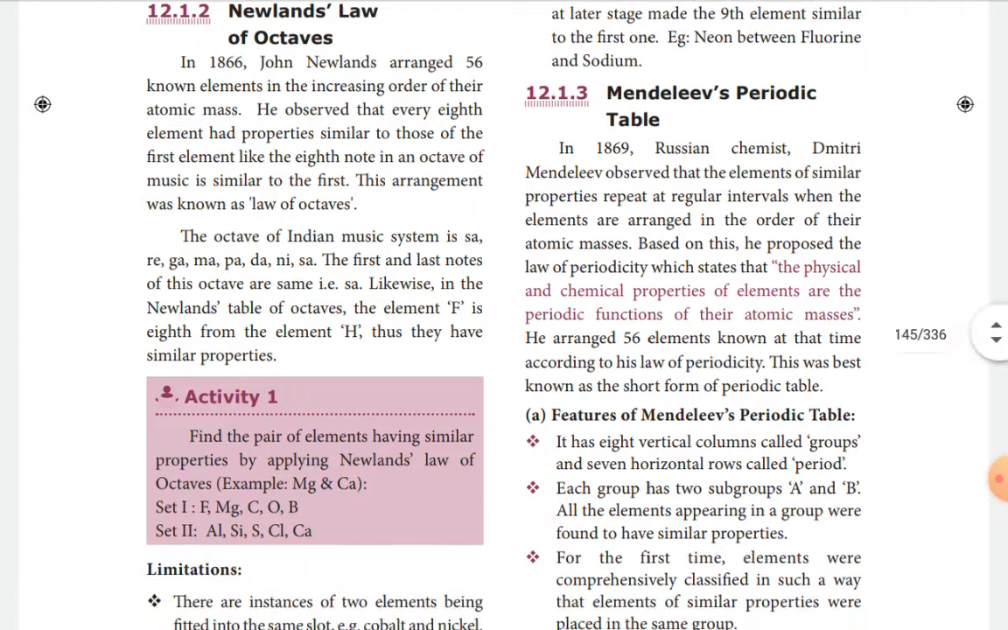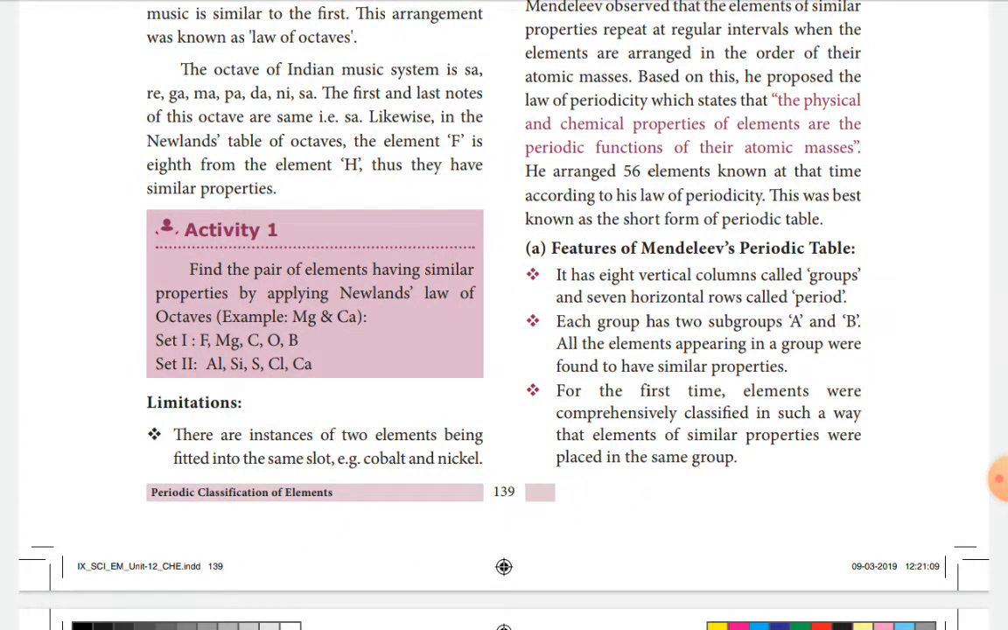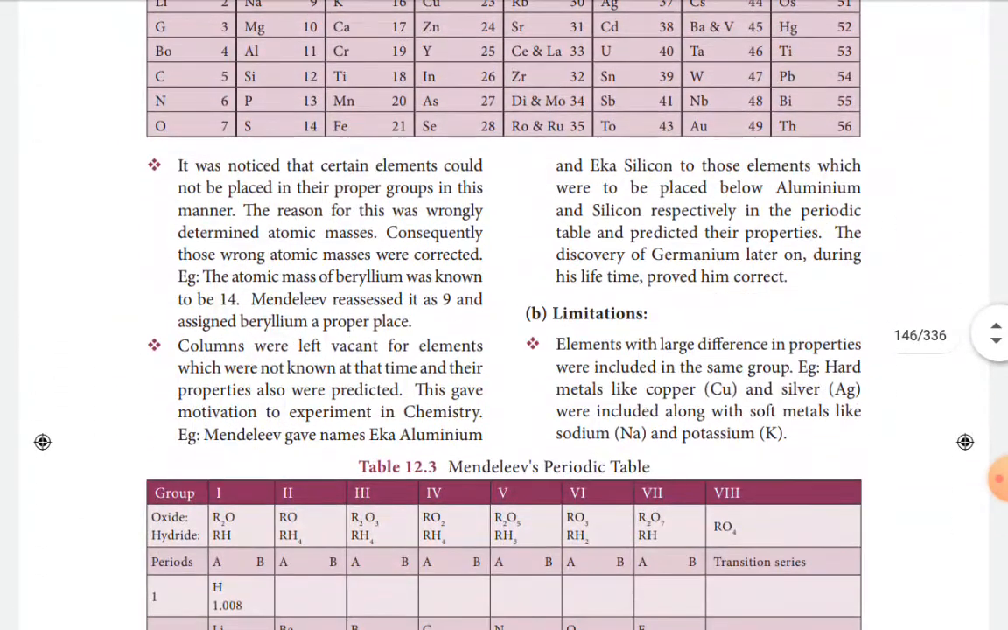And there are features of the Mendeleev periodic table. Mendeleev grouped the elements and divided them in the form of vertical columns and horizontal rows: 8 vertical columns, which are called groups, and 7 horizontal rows, which are called periods. Also, he divided each group into A and B having similar properties. Elements were comprehensively classified at the time of Mendeleev, and Mendeleev left vacant places for new elements. There are also one or two limitations.